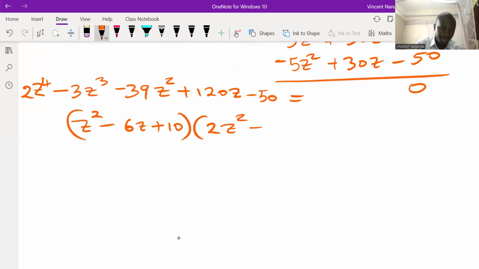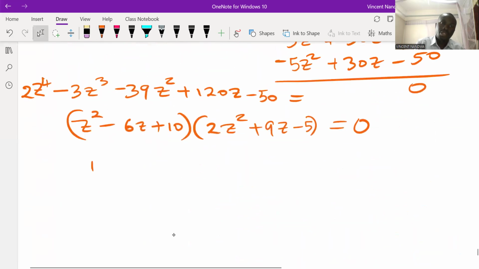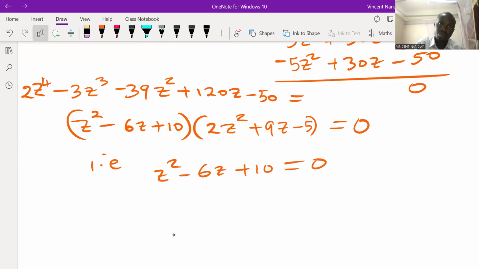then plus 9z minus 5 equals to 0. So that is what is the right-hand side of the equation. So this means that we'll have z squared minus 6z plus 10 equals to 0, or we have 2z squared plus 9z minus 5 equals to 0.